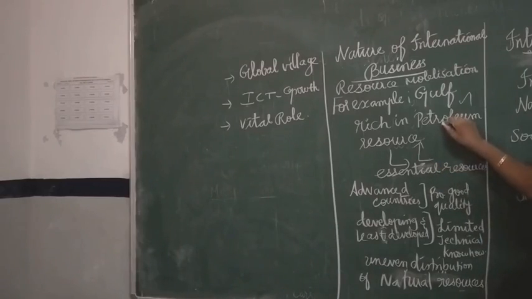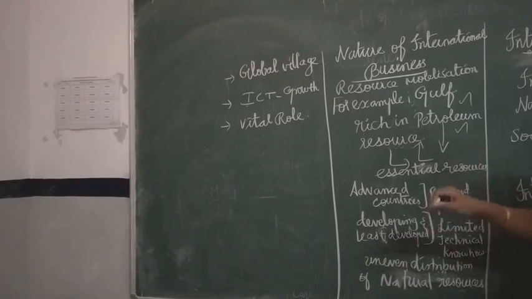So they are going to give the petroleum to the other country, and instead of that, they are going to purchase the essential resources for their country. So this is how international business is developing. Then let us move on to the next point.